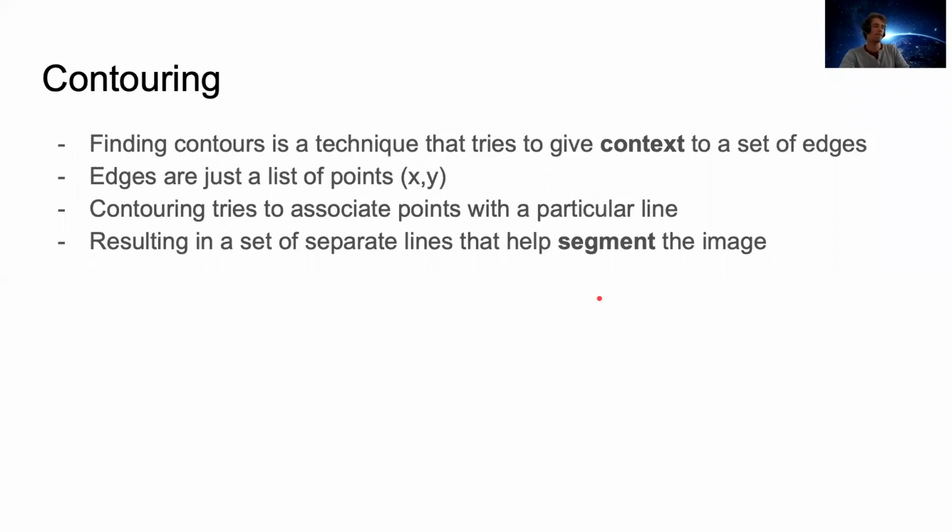So very briefly, contouring is kind of like edge detection, but what contouring tries to do is give context to a set of points or edges. So instead of points just being points in the scene, all the same, it tries to match points to one edge and say, this set of points is part of this object. So it kind of takes the segmentation context that we were talking about before and applies it to edge detection. It says, this is an object, and I'm going to try and link all of the points to that object, put them together, right? So it results in a set of separated lines that actually help segment this image.